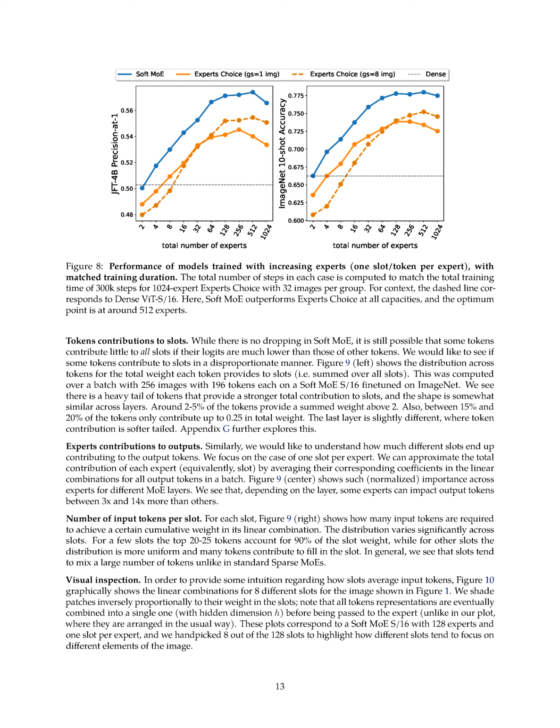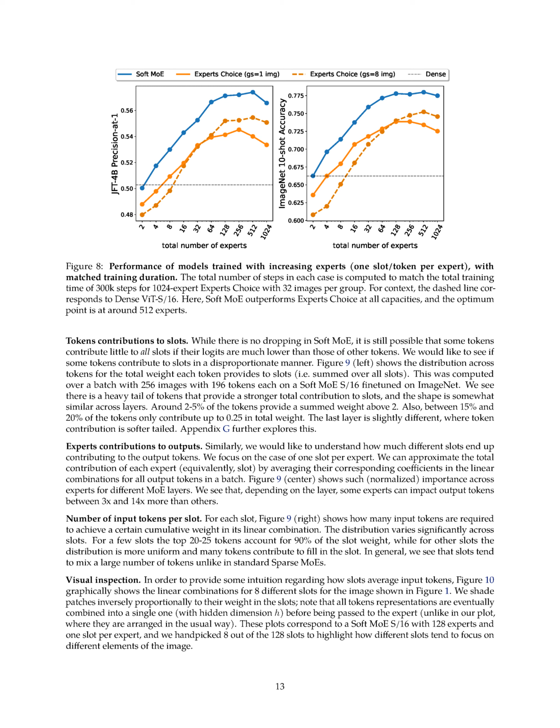The last layer is slightly different, with a softer tail of token contribution. We also wanted to understand how different slots contribute to the output tokens. We focused on the scenario where there's one slot per expert. We estimated the total contribution of each expert, or slot, by averaging their corresponding coefficients in the linear combinations for all output tokens in a batch. Depending on the layer, some experts can impact output tokens between 3 and 14 times more than others.